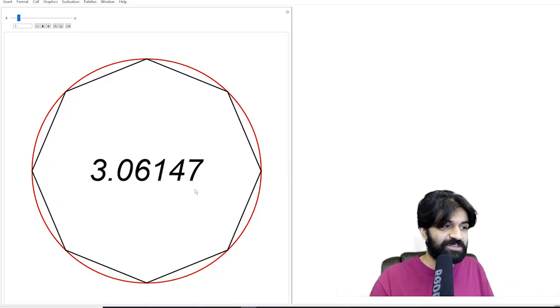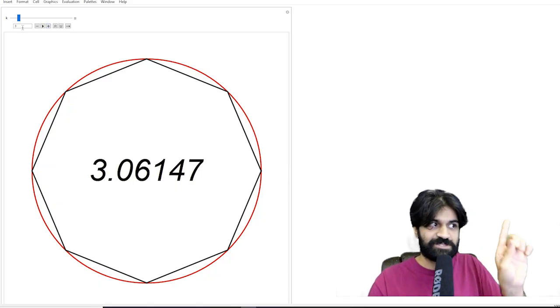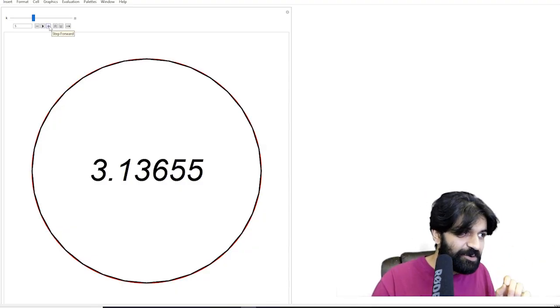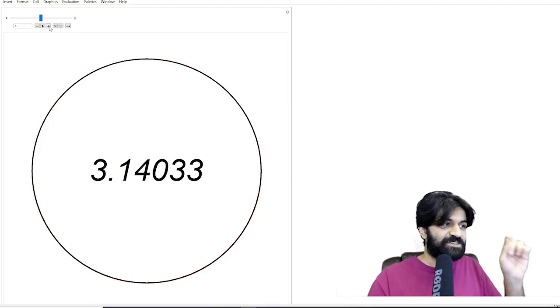When I make an octagon, you can see the perimeter has become a little closer to pi. Now for a 16-gon. Now for a 32-gon. Now for a 64-gon.